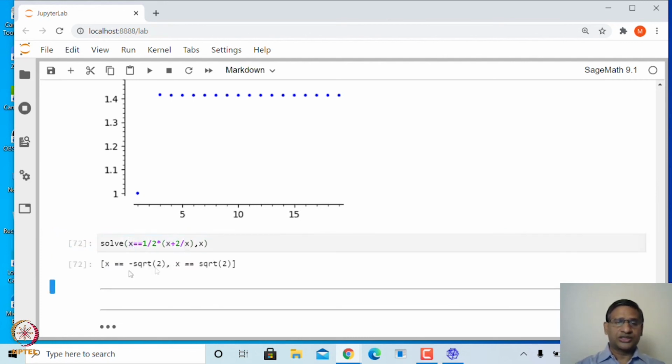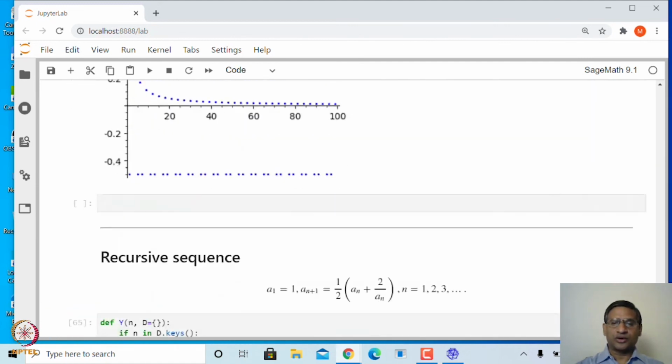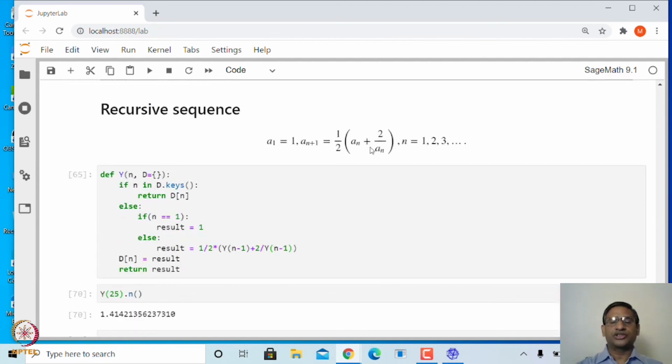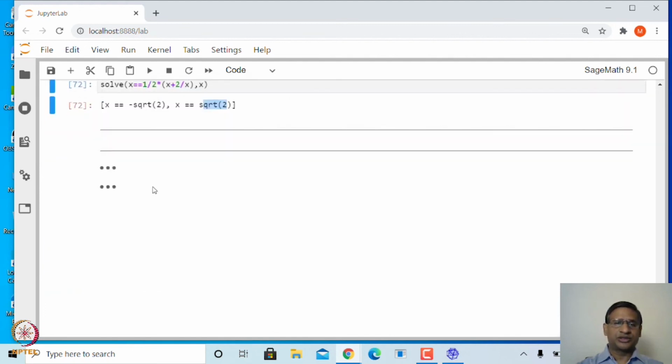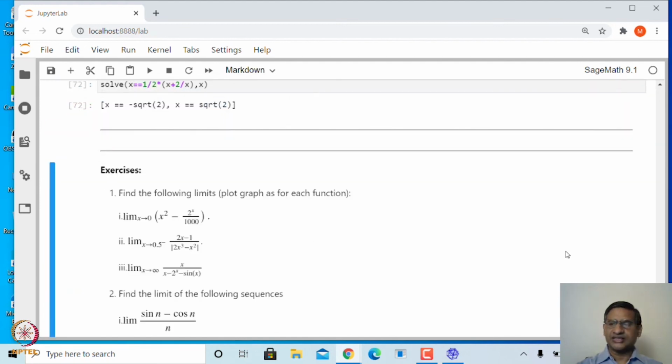If I try to solve this, it says that the roots are square root 2 and minus square root 2. The limit cannot be negative, because the terms of the sequence are all non-negative, in fact positive. Therefore, the limit has to be square root 2. So, here again you see a sequence of rational numbers which converges to an irrational number, namely square root 2.